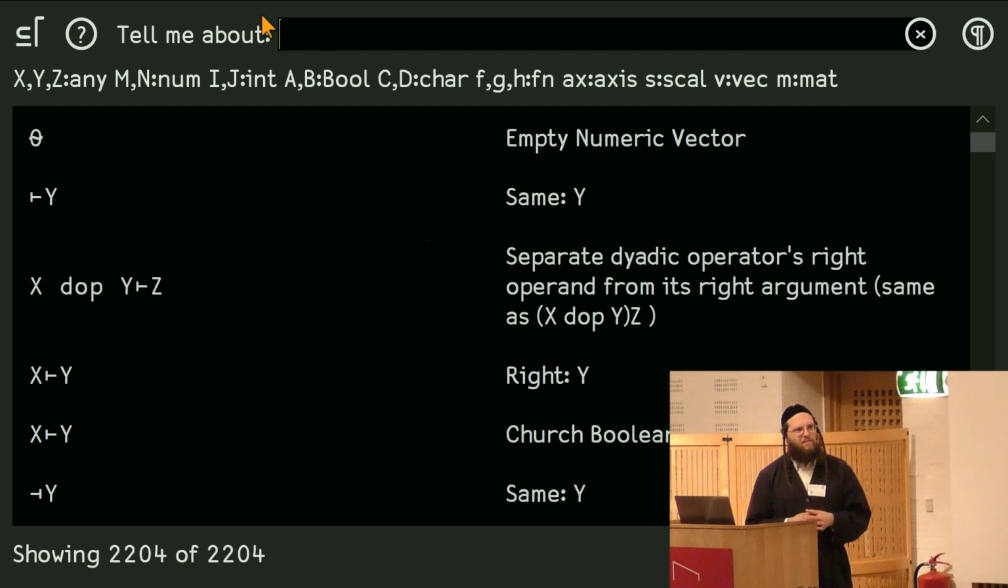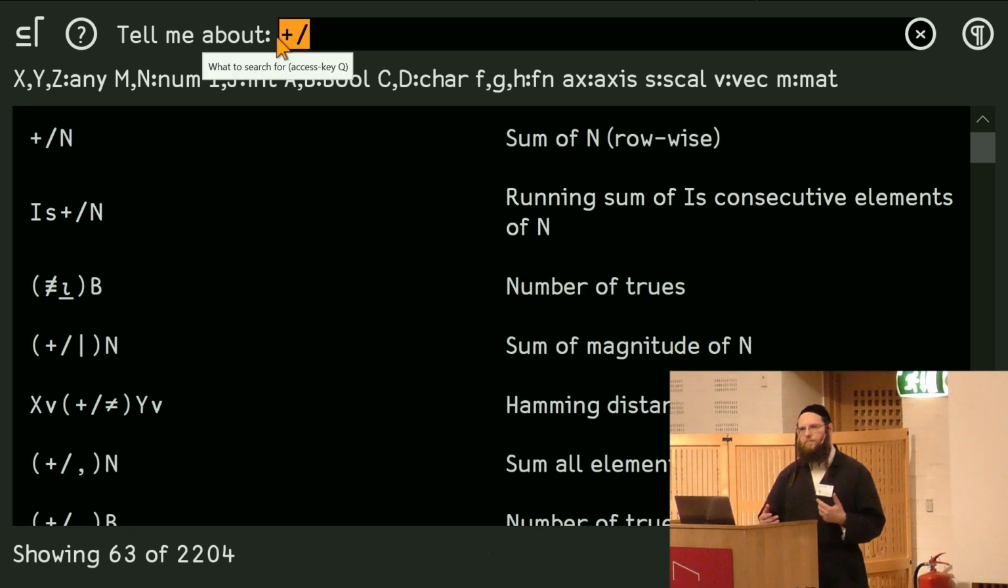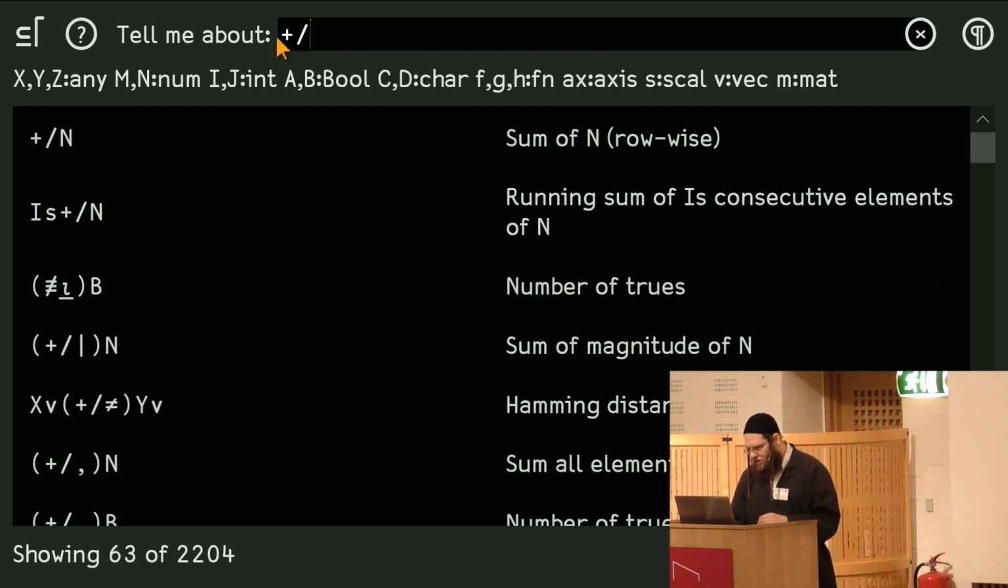Yeah. Okay. Plus slash, the symbols. Very nice. Right, so you can look for primitives. Inverse. Plus slash inverse.